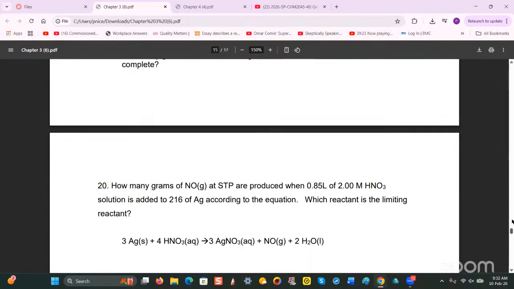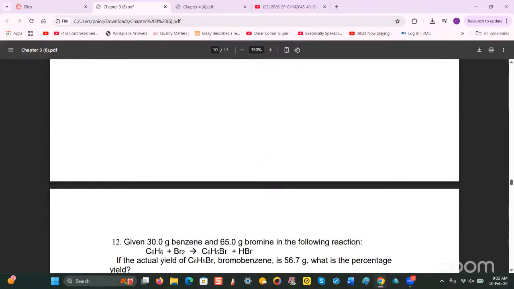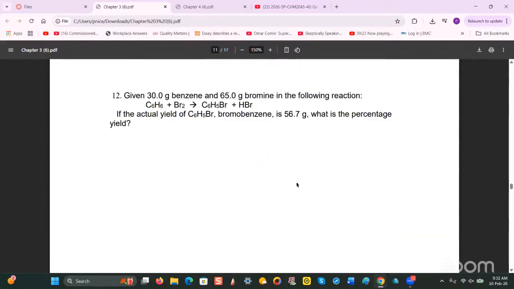Question 12. Okay, so question 12 has to do with the whole concept of percent yield. Well, actual yield, theoretical yield, and percent yield. And those are topics that you should have encountered already in your previous chemistry experience. So in this case, and in all cases, whenever you're doing questions of this type, you have to make sure that the equation is balanced.